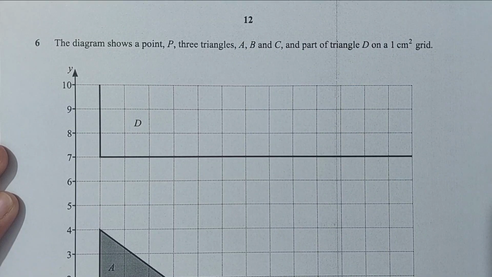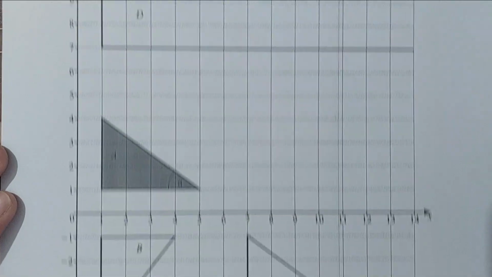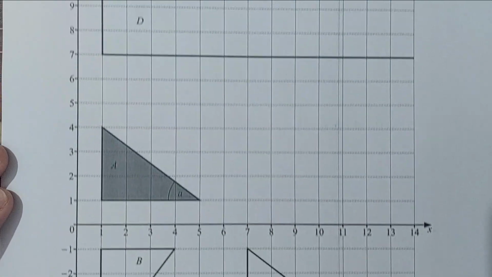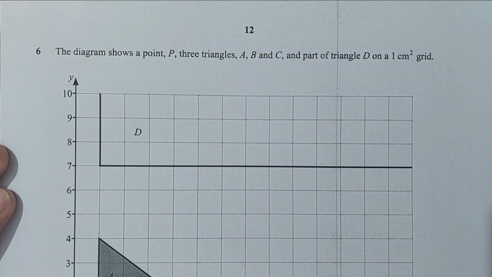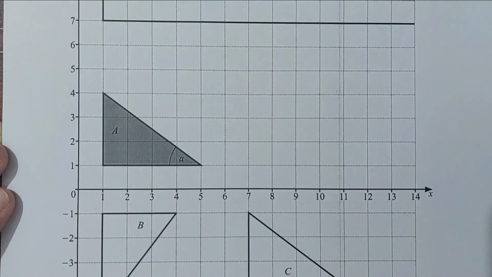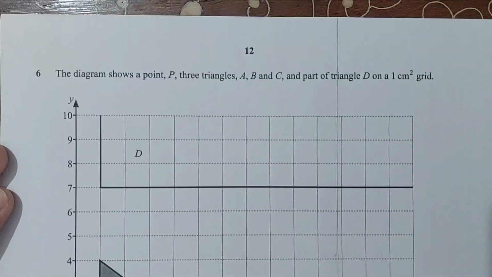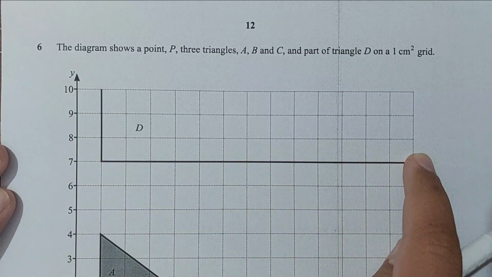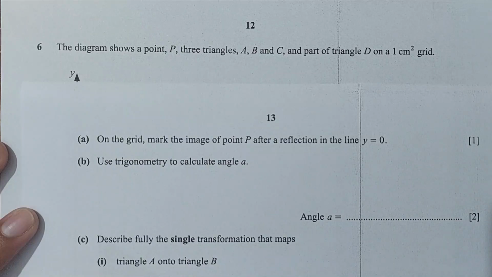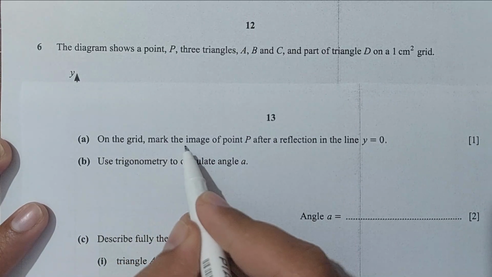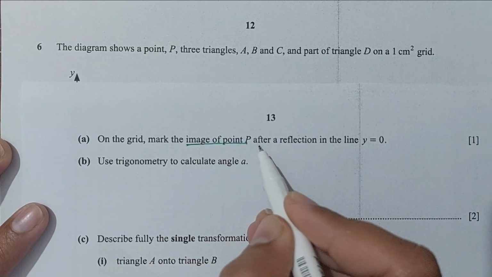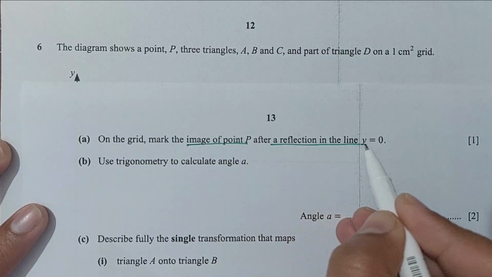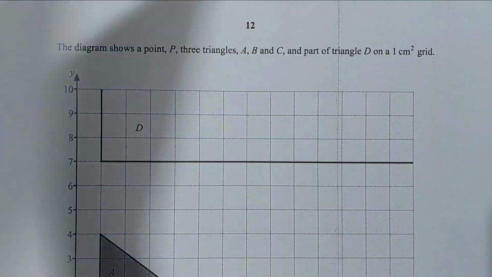Question number 6. The diagram shows a point P. Okay, here is a point P. 3 triangles A, B, and C. So A, B, and C are the 3 triangles, and a part of the rectangle D on a 1 centimeter square grid. This is a part of the rectangle D. Now for part A, on the grid, mark the image of point P of the reflection in the line y equals 0.